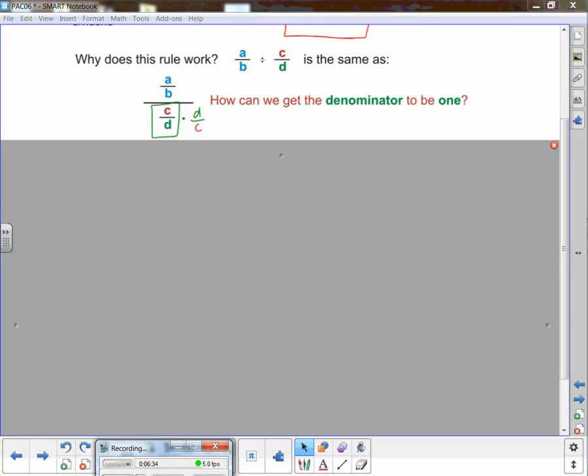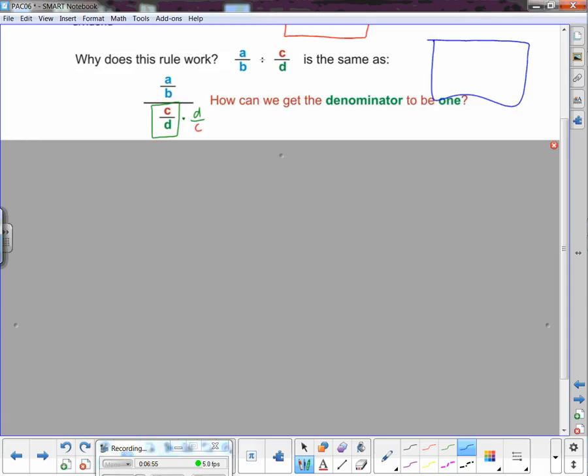So what can I do to keep from changing the value? What can I do to make this a legal operation? I can't just multiply the bottom by D over C. So what else do I need to do to make it legal? Anybody? Let me give you an analogy. Everybody look up here on the right-hand side of the screen.